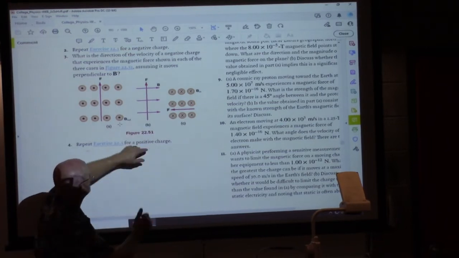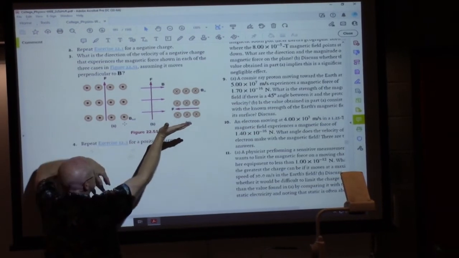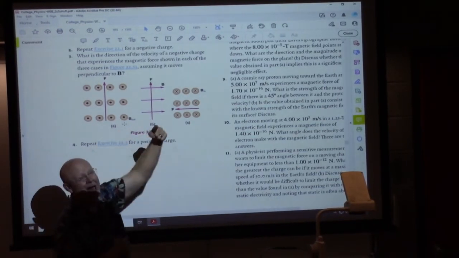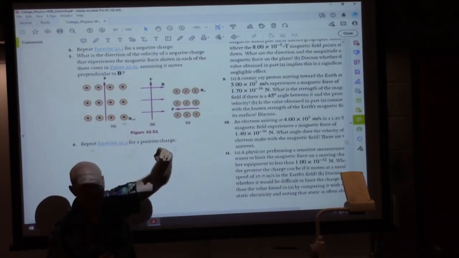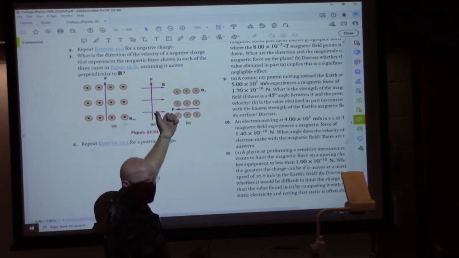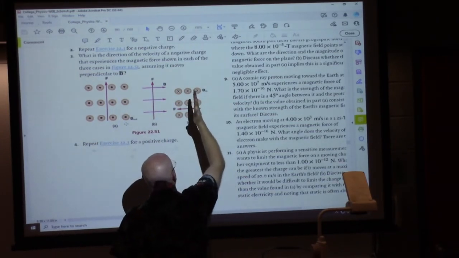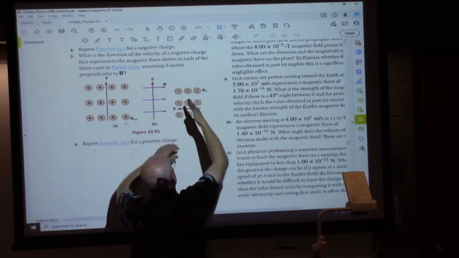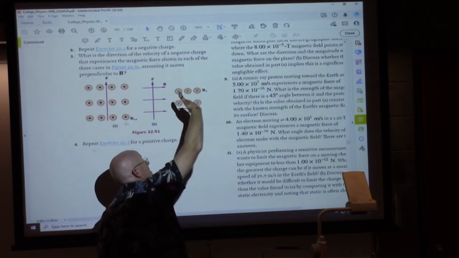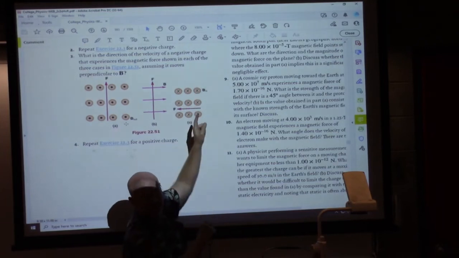So this one here, I would put my palm up and my fingers right, and so my thumb is pointing out. So the velocity would be out. This one, the force is left, so I'd put my palm left. I would put my fingers in, because that's the field, and so my thumb is up, so the velocity's up.